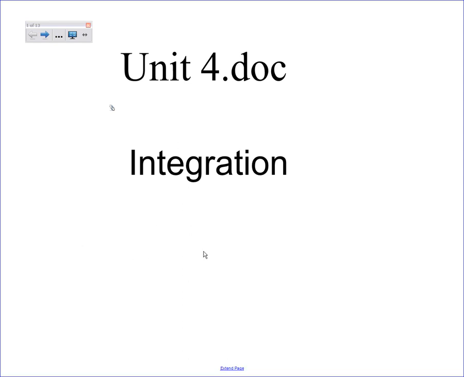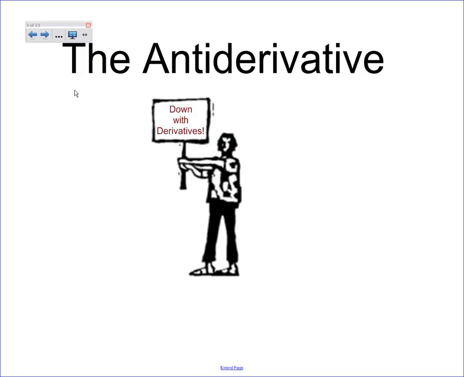Hello! We are ready to start Unit 4. Hopefully by now, or I know by now, I will have shared the Unit 4 doc, which is the KUDs for this unit. The major topic of this unit is the introduction of integration. So integration starts with the antiderivative.